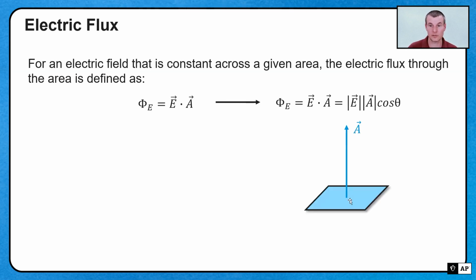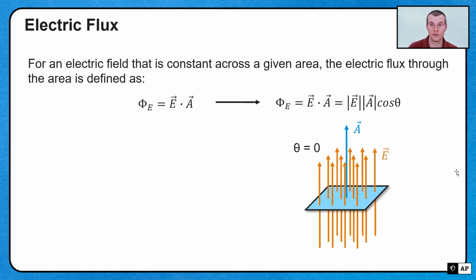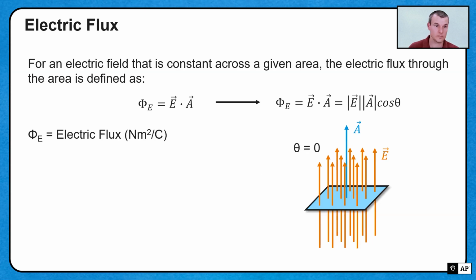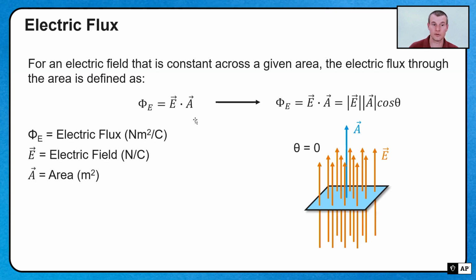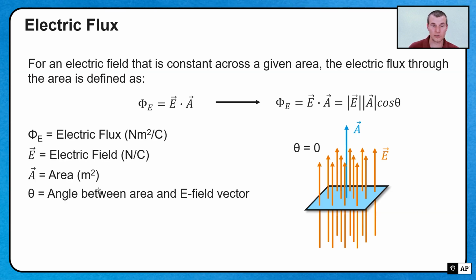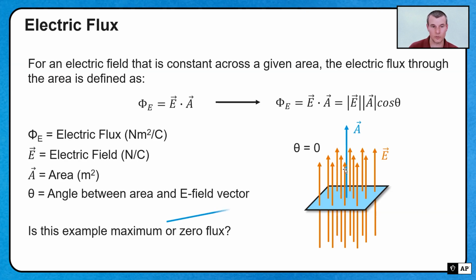What does this look like conceptually? Here's our area vector through some generic surface, and here comes our electric field through that surface, where theta between these two would be 0. We have our term here that is electric flux, measured in newton meters squared per coulomb. We have our electric field, measured in newtons per coulomb. We have our area, measured in meters squared. And we have our angle between the area and the E field vector, which in this case is theta. We'll explore some of that a little bit more.